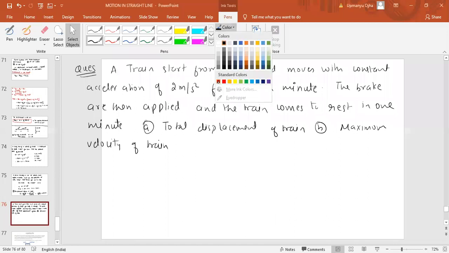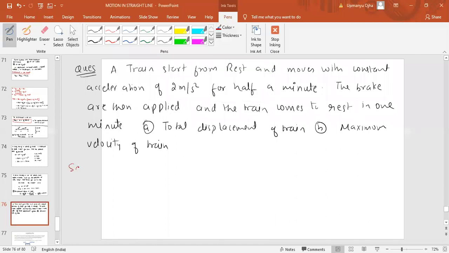So the train starts from rest and moves with the constant acceleration of 2 meter per second square for half a minute. Then the brakes are applied. The train comes to rest in 1 minute. Find the total displacement of the train and the maximum velocity of the train.